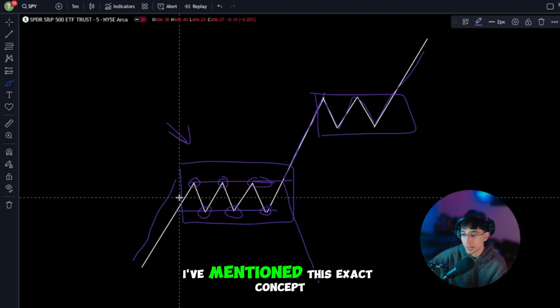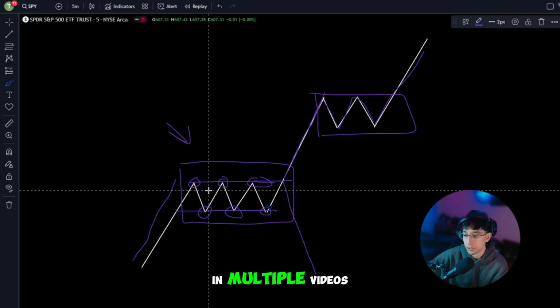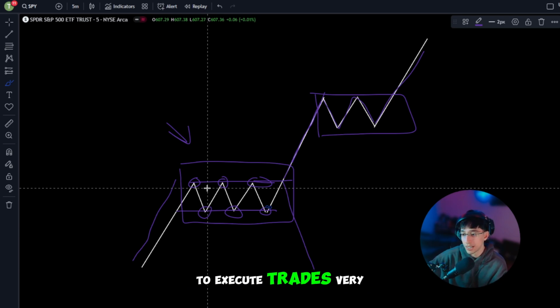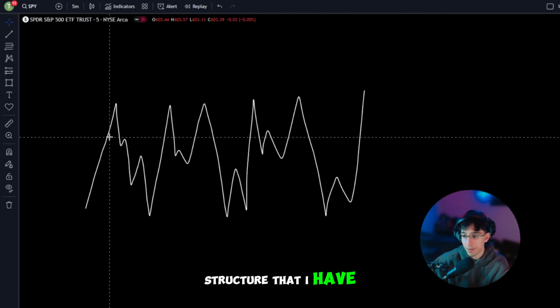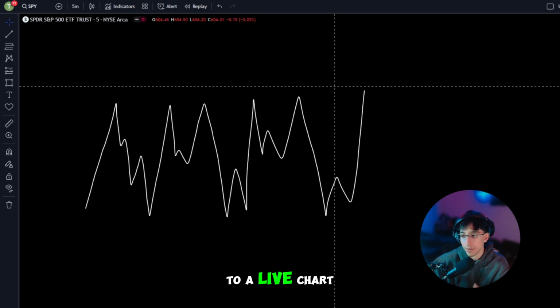Now, I've mentioned this exact concept in multiple videos. It is always good to incorporate this into different strategies, but in this example, we're just going to use it in the most simplest form, and you're going to be able to execute trades very easy just based off these liquidity zones. So I'm going to give you guys a quick rundown on this drawn structure that I have, and then we're going to go from this example to a live chart.